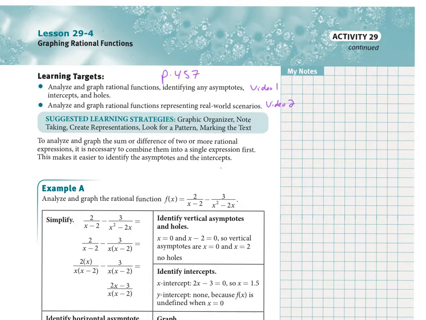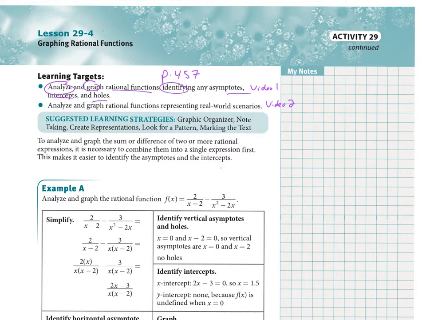Okay, so the plan for the first video: we're on page 457 for you to follow along in your notes, graphing rational functions. Video one is going to look at analyzing and graphing rational functions, identifying asymptotes, intercepts, holes, etc. There'll just be an extra step on the early part with having to find a common denominator. And then our second video will do the real world scenarios.